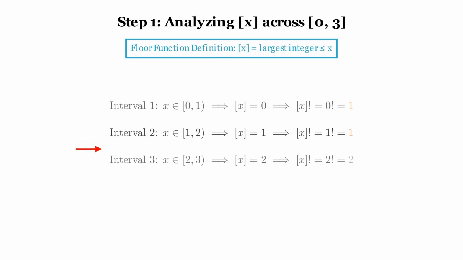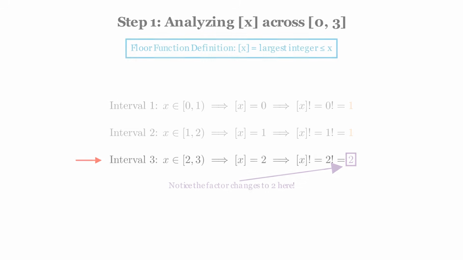The third interval is from 2 closed to 3 open. Here again the greatest integer function's value is 2. Taking the factorial gives us 2 factorial, that is 2. Now notice something important here. For both interval 1 and interval 2 spanning all the way from 0 to 2, the denominator simplifies to just 1. Both have the same value. It is only when we cross into the third interval, which is from 2 to 3, that the factor changes to 2. That simple breakdown completely demystifies the problem.